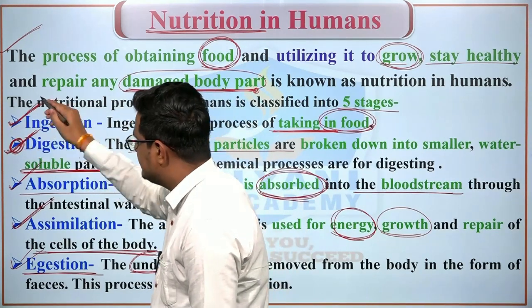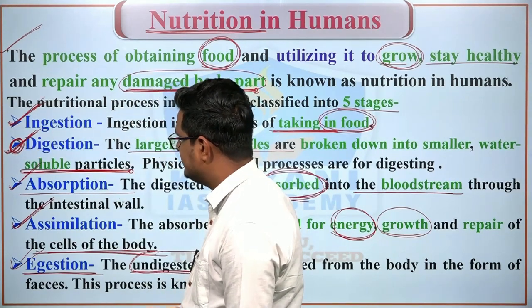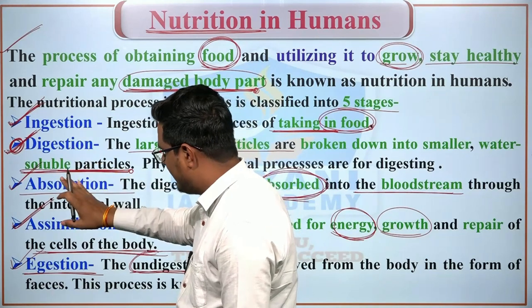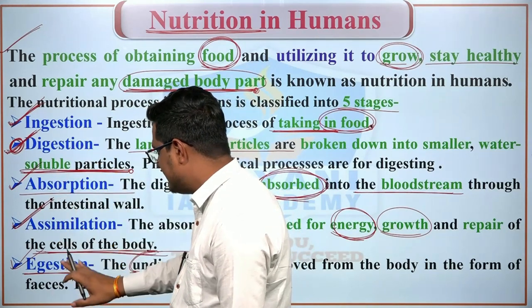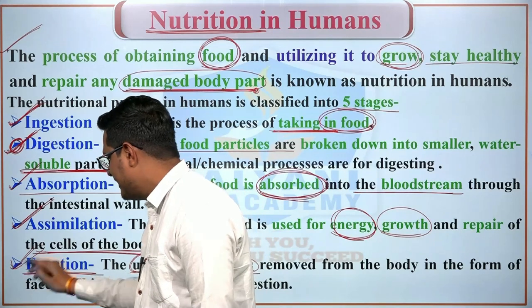So there are five stages of nutrition. First is ingestion, then digestion, then absorption. Fourth is assimilation, and fifth is egestion, right?